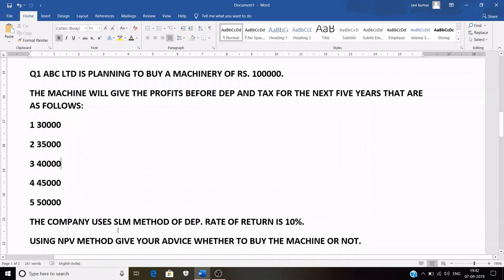Now, the company uses SLM method of depreciation. SLM method means straight line method. Rate of return is 10%. Using NPV method, give your advice whether to buy the machine or not. Because here we have to decide whether to buy this machine or not, so we will use NPV method.